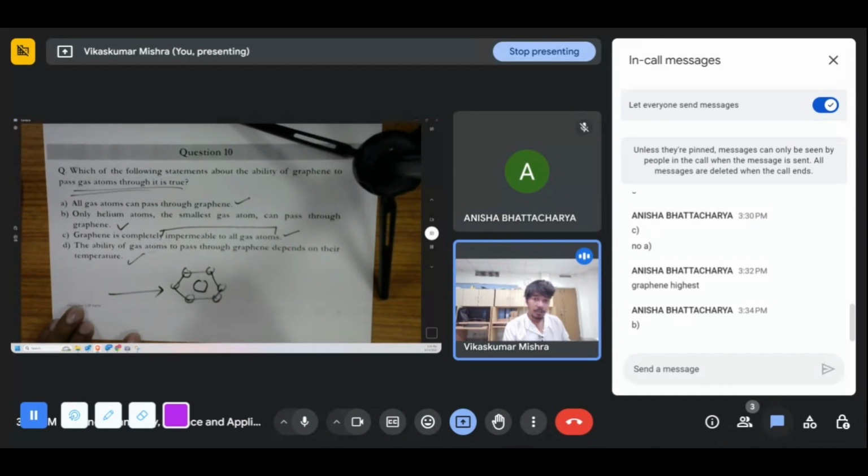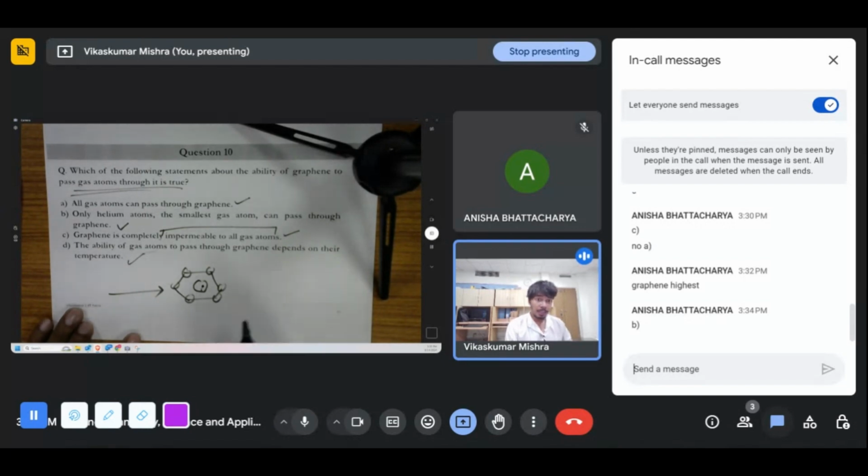This will not fit over here. The size is not sufficient to fit that helium over here. The size of the helium is comparatively higher with respect to the void size available over here. It won't be able to pass through it in that way.